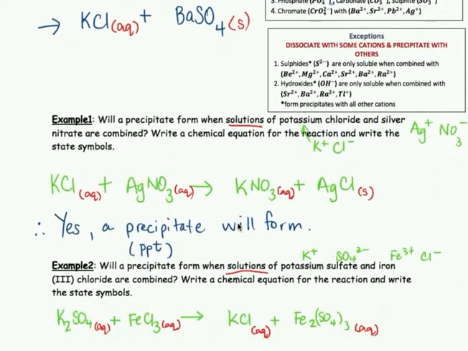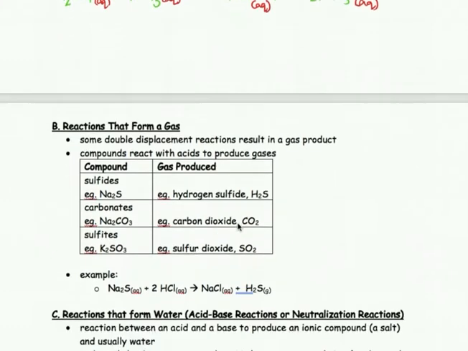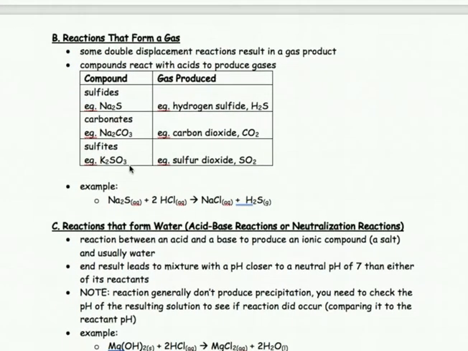Okay, so let's move on to the other types of reactions that can happen with double displacement. So again, the ones above were the ones that form a solid. There are ones that form a gas that are out there. So I just wanted to point them out to you, but we're not going to go into too much detail with these ones here. So if you take sulfides, carbonates, sulfites, and mix them with the acids, you're going to form a gas. Okay, that's the general idea here.